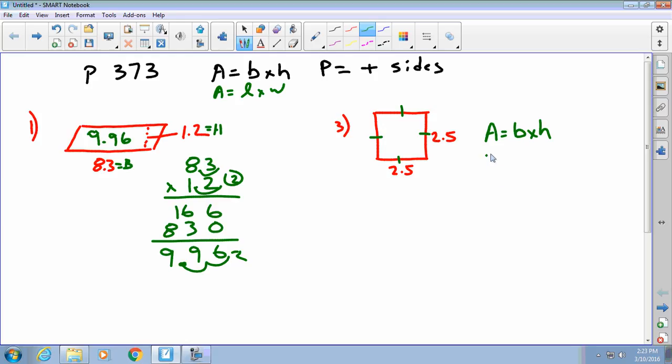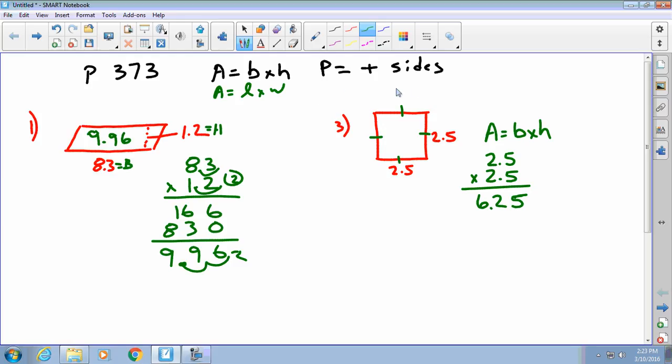But for this area one, it's just going to be very simply 2.5 times 2.5. And if you work that out, you probably know 25 times 25 is 625. And you have 2 decimals, so you have to put 2 decimals in your answer, so that would be 6.25.